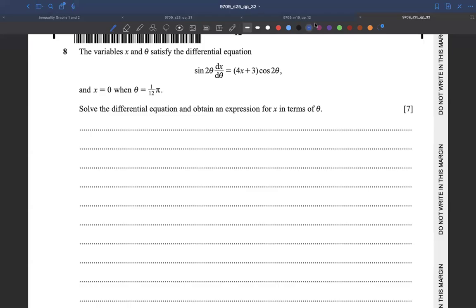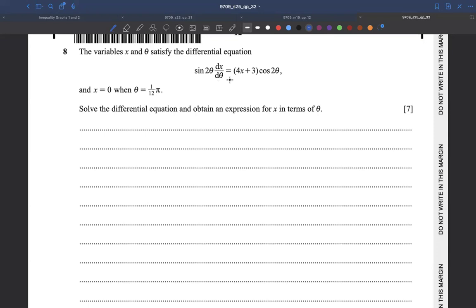In question number 8, the variables x and theta satisfy the differential equation sine 2 theta dx by d theta equals 4x plus 3 cos 2 theta, and x is 0 when theta is 1 upon 12 pi. We have to solve the differential equation and obtain an expression for x in terms of theta.